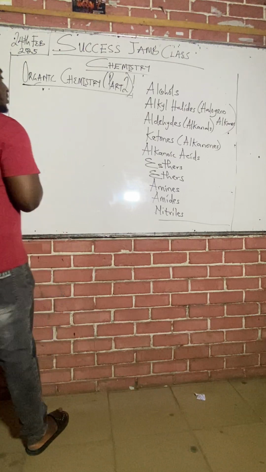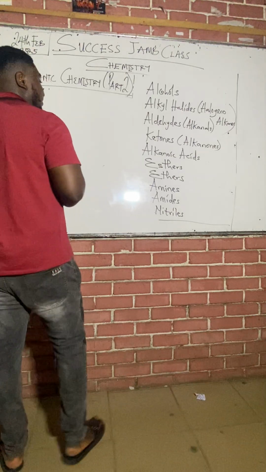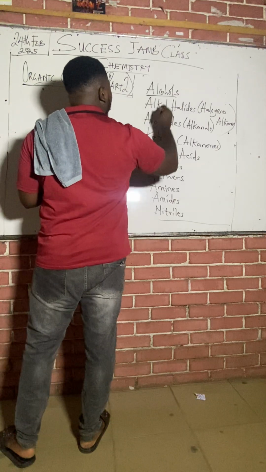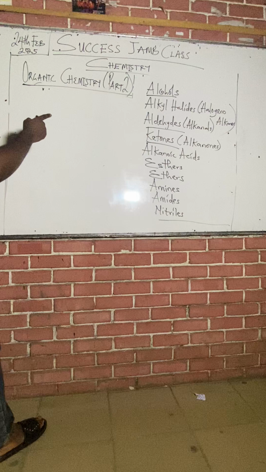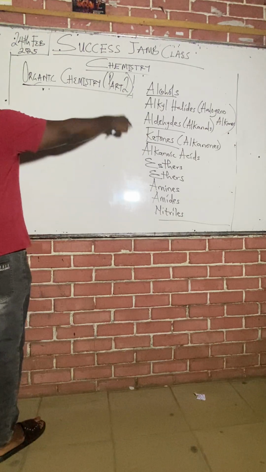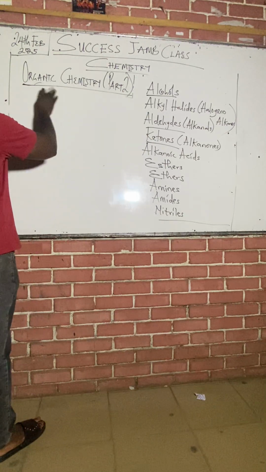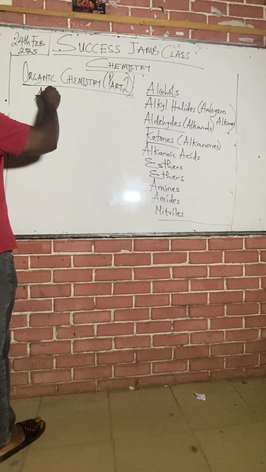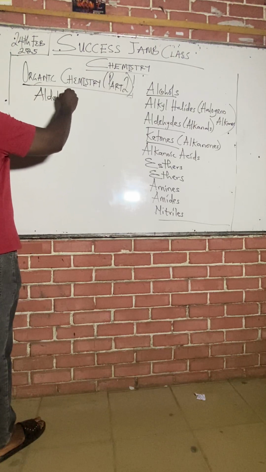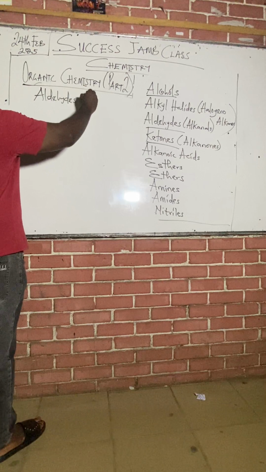Class, I'd like to quickly go to aldehydes because there's a relationship between alcohols and aldehydes and ketones. So I will come back to alkyl halides, but let me quickly do this so that I can link the relationship between them. Class, write down aldehydes and ketones. We are going to study them together. Aldehydes and what? Because they actually contain a similar functional group, just different positions.